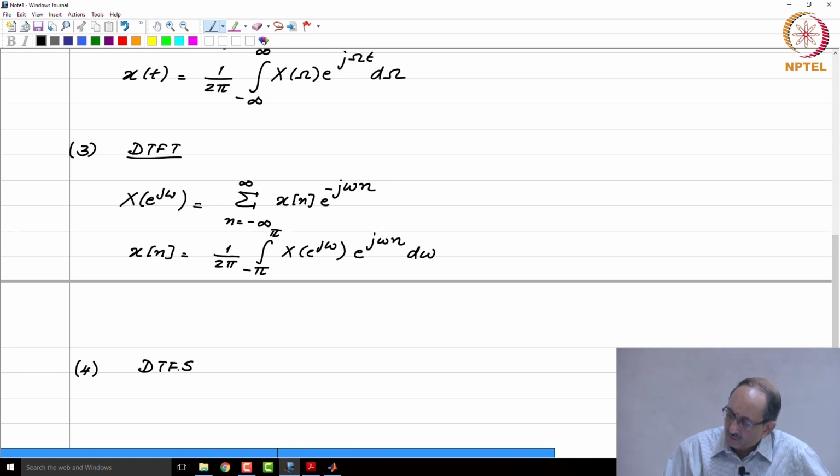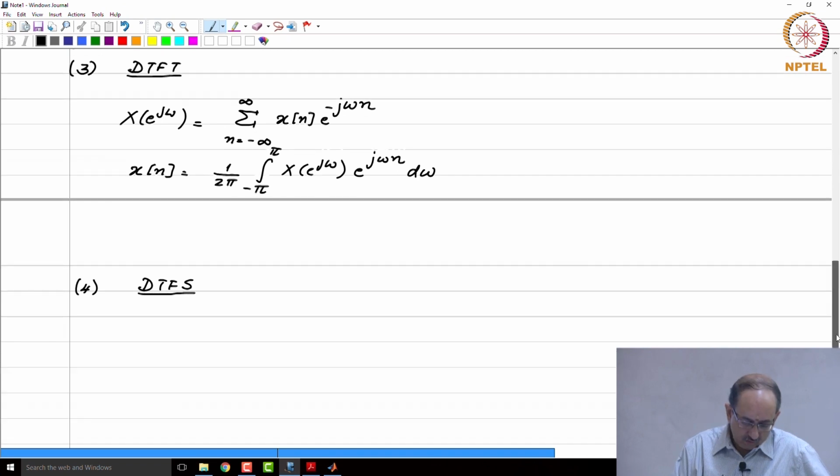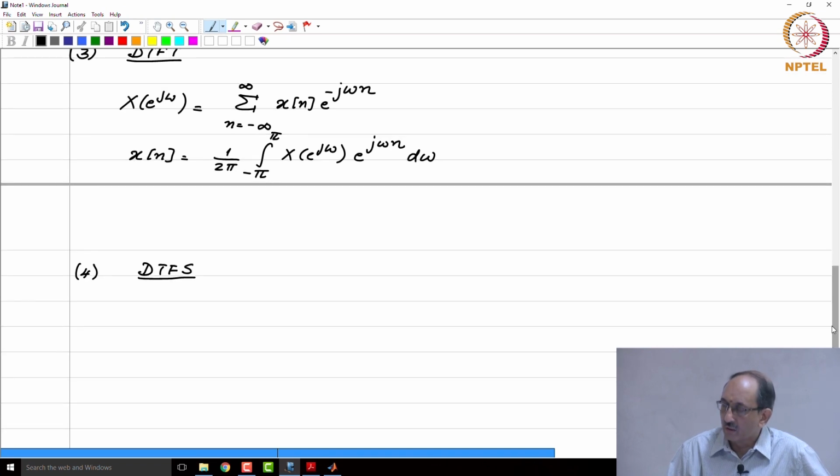The last Fourier representation is the discrete time Fourier series. I do not know if this was mentioned in signals and systems, was it? Yes or no? No, okay, but it is not too difficult to see what this is. Once you know the principle behind CTFS, DTFS is no different conceptually.